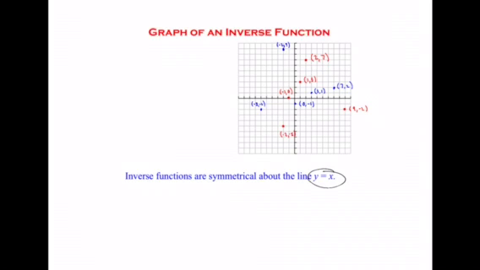I'm going to draw in the best y equals x line I can on here and see if you can see that reflection. Now that I have that line drawn in, look at the points. Look at (7, 2) and (2, 7). See how they look symmetric to each other? Do that with all the points. When you graph an inverse and you switch that domain and range, inverse functions will always be symmetric about the line y equals x.